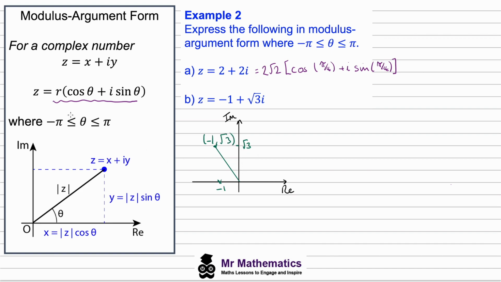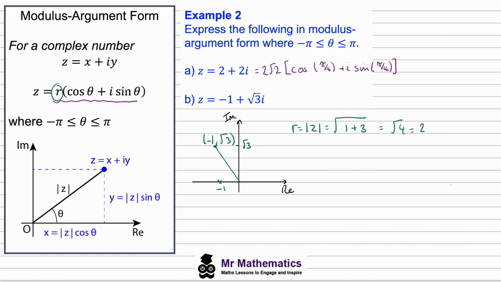Okay, so the first thing is to work out this radius. So the radius will be the magnitude of a complex number. And we can work this out using Pythagoras' theorem. This will be 1 squared plus root 3 squared. So 1 plus 3. So this will be root 4. The radius will be 2.